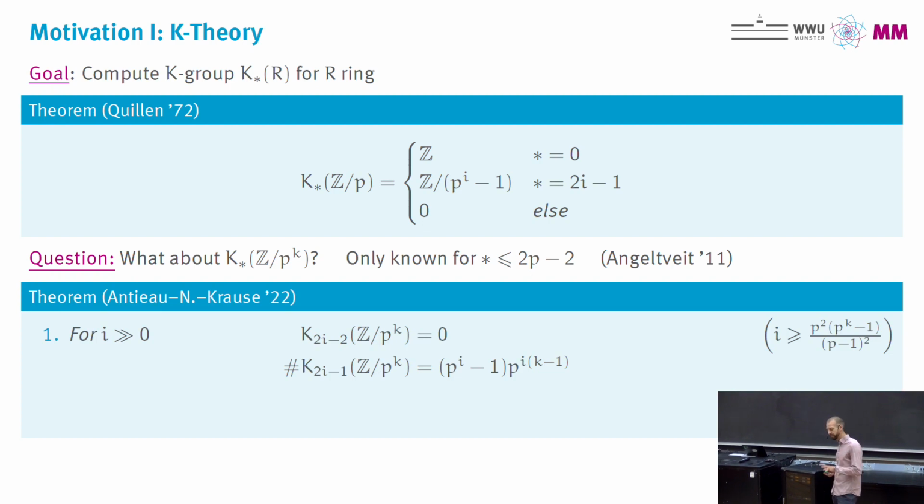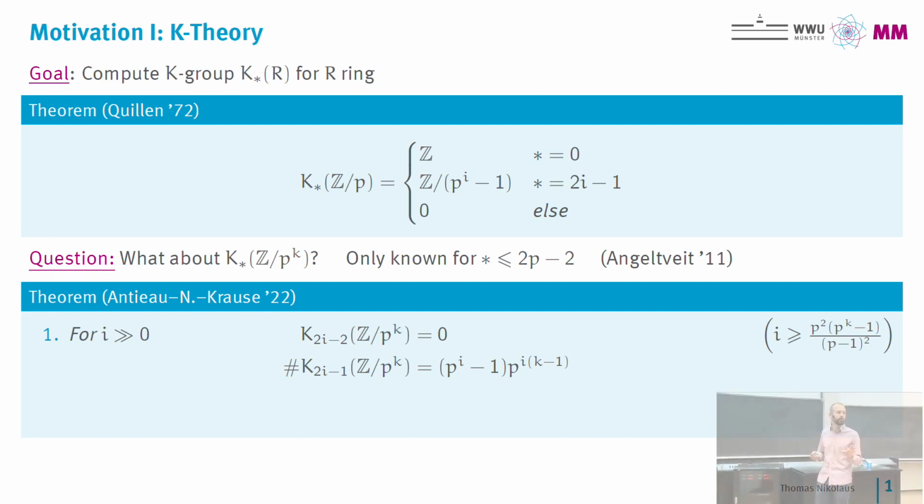So if i is very large, then we see this even vanishing pattern. Like in the case of Z mod P, we see that all the even groups are 0. And as a result, once you know that, one can compute what the groups in odd degree are, or at least what the order is. So these turn out to be all finite groups, and we can completely determine the order in that range. And in fact, actually we can do more.